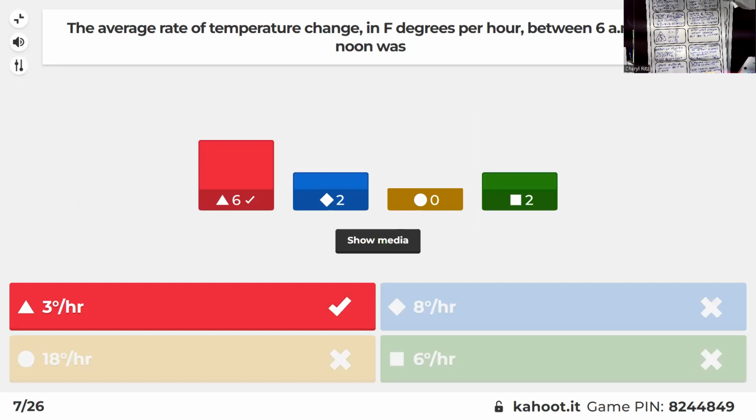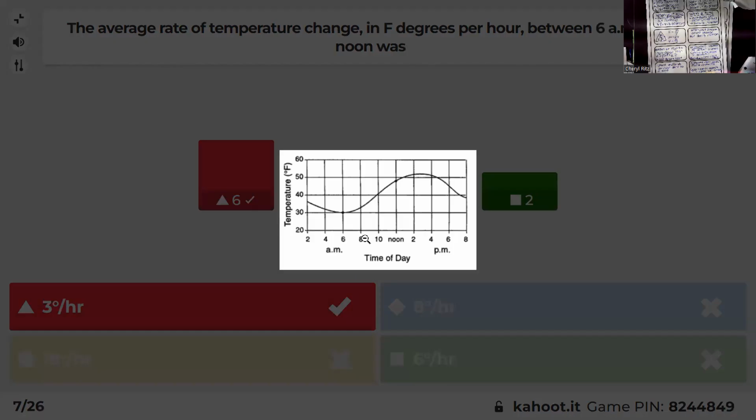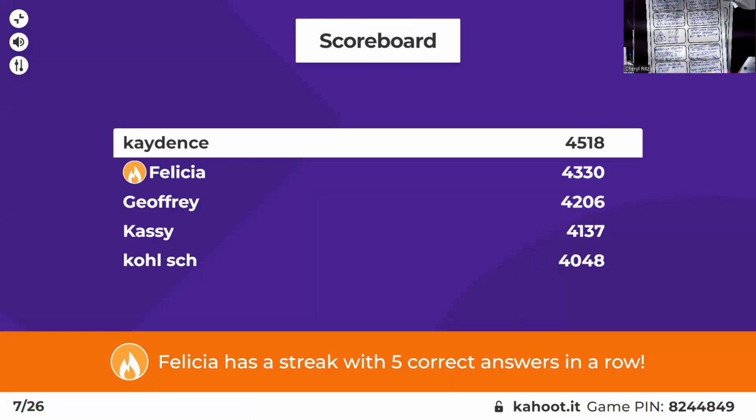All right, so this one, like I said, it won't be on the test, but it is still good to know. It started at 30, went up to just below 50, so around 48, so it changed 18 degrees. It took 6 hours to do that change, 6 to noon is 6 hours, so 18 divided by 6 is 3. But yes, that will not be on the test tomorrow.